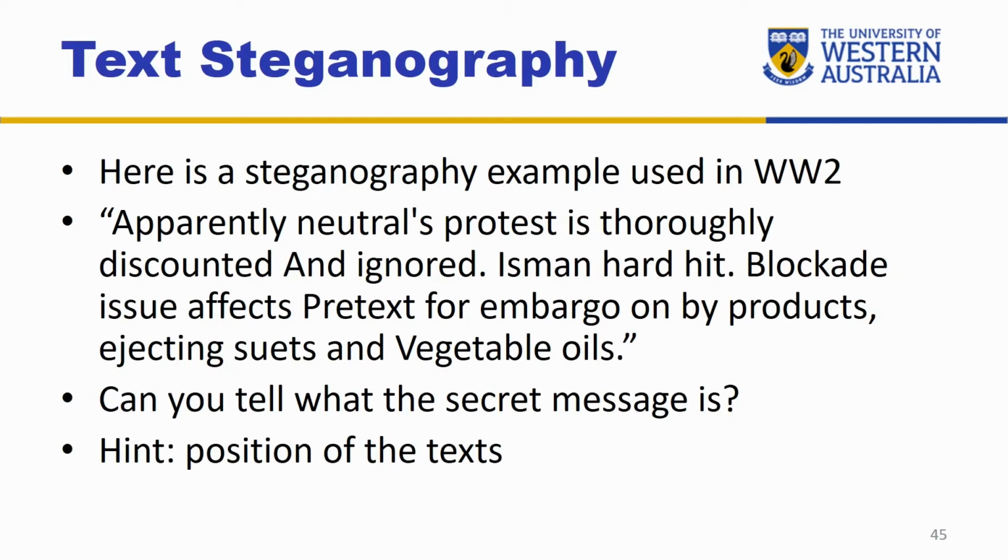Here's another steganography example that was used in World War II. "Apparently neutrals' protest is thoroughly discounted and ignored," and so on. Can you figure out a pattern for how to retrieve the secret message that is embedded in here? The hint is the position of the text. You can pause the video here and try to figure out what it might be.